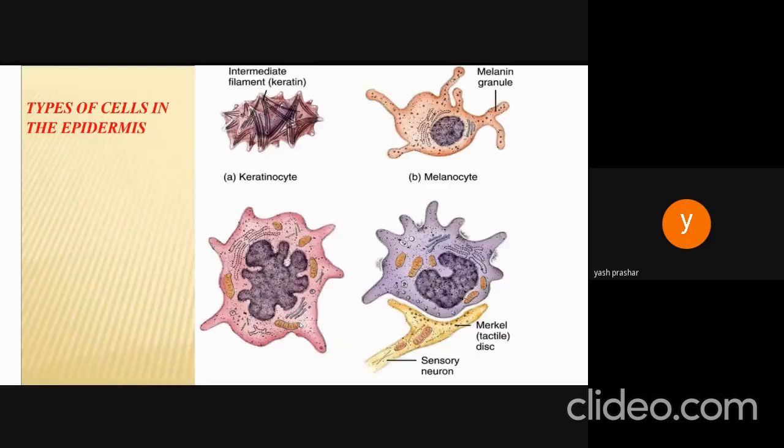Here in this slide, we are able to see the various types of cells: the keratinocytes, melanocytes, apart from that, Langerhans cells and Merkel cells with the Merkel tactile discs, that is a sensory neuron which is attached to the Merkel cells and helps in sensory perception.